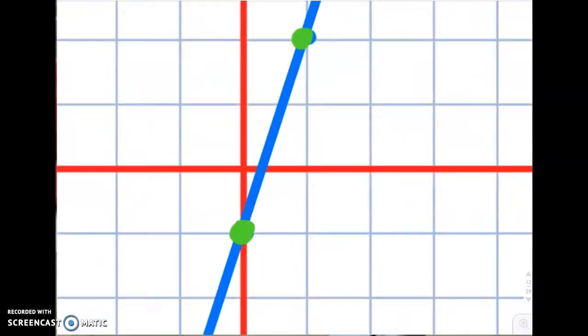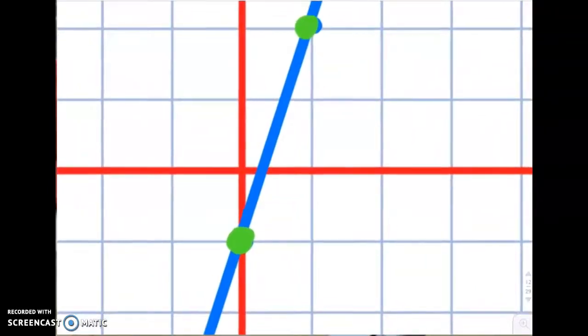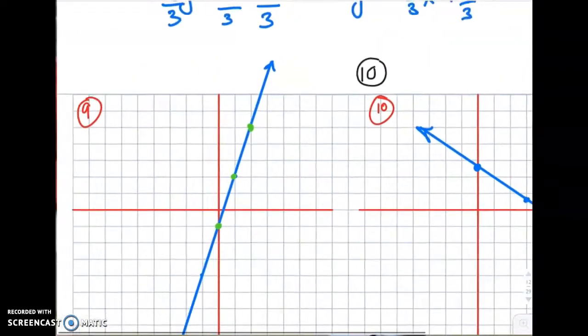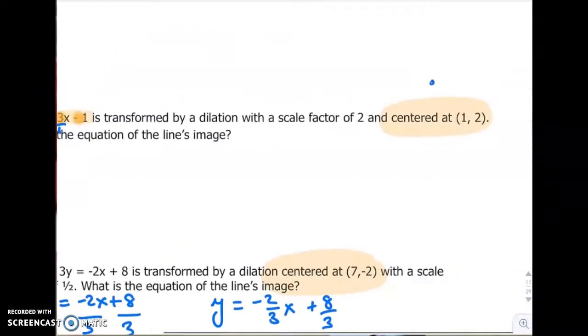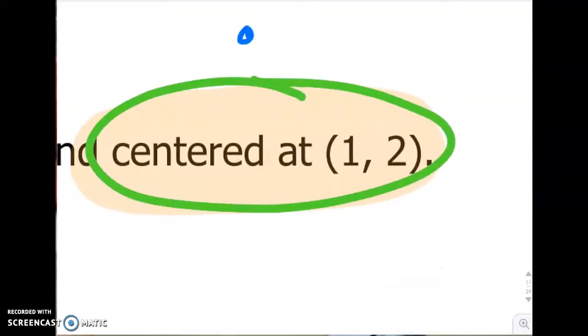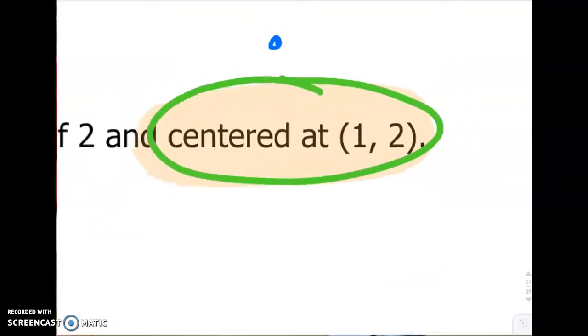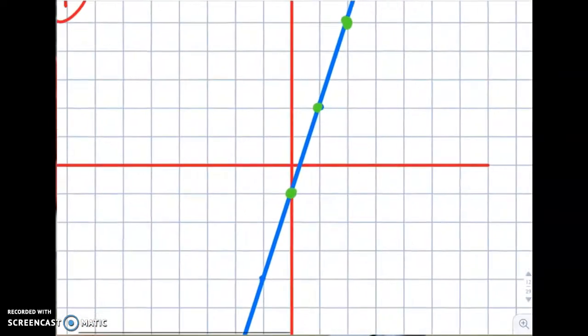Now you can tell if you look really closely that it doesn't go through the origin. It does miss. The center of dilation, they said, was the point (1, 2). So look what happens here. The center of dilation is at (1, 2). (1, 2) happens to be on the line.